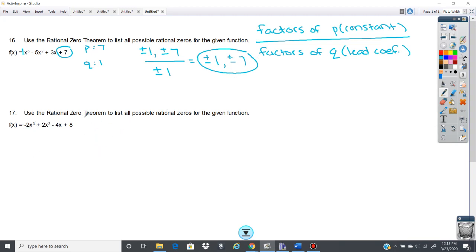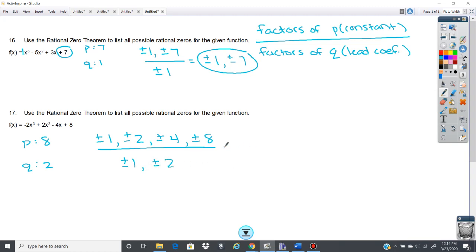For number 17, our p is 8, so our factors of 8 are going to be 1, 2, 4, and 8, so everything that could multiply to 8, and then my q is 2. So we ignore the positive negative here because we're getting that here. Plus or minus 1, plus or minus 2.